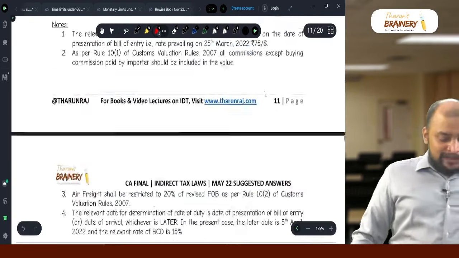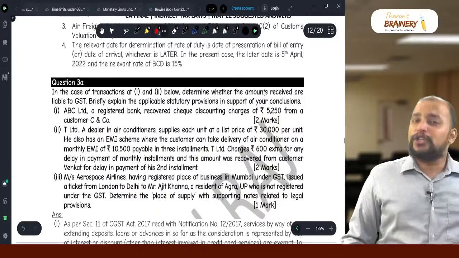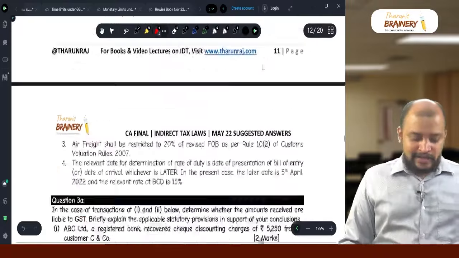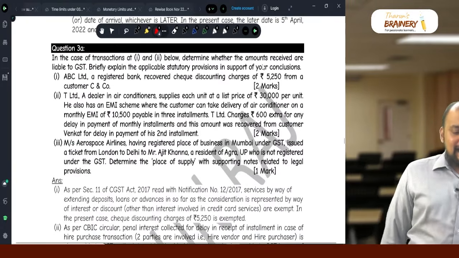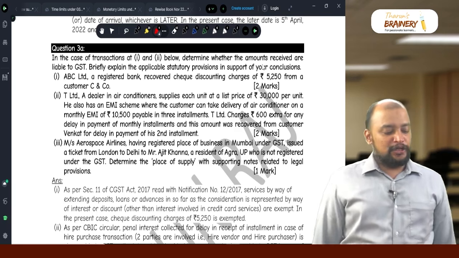Then question number 3A. So 3A, actually 2 questions, 14 marks, 9 and that question is for 5 marks, yes. Then 3A, in the case of transactions at 1 and 2 below, determine whether the amounts received are liable to GST.